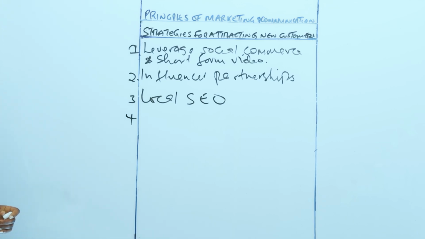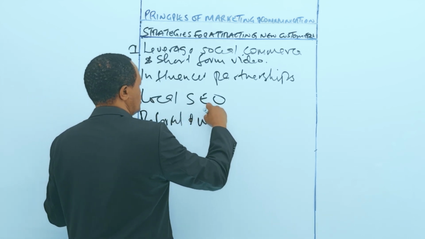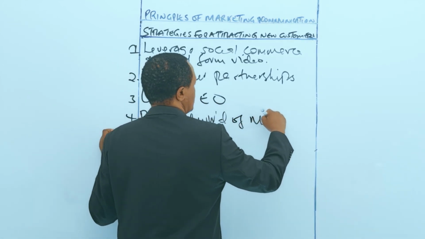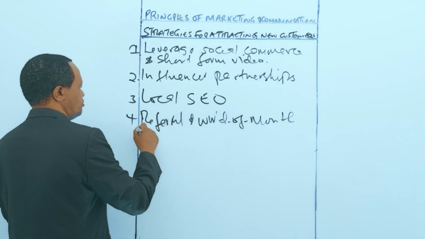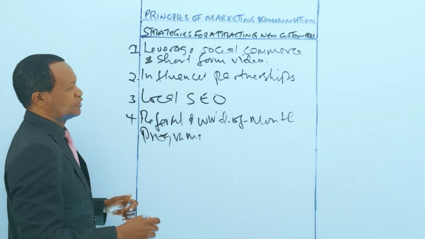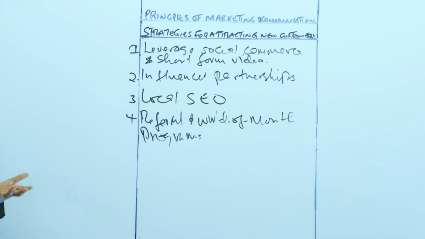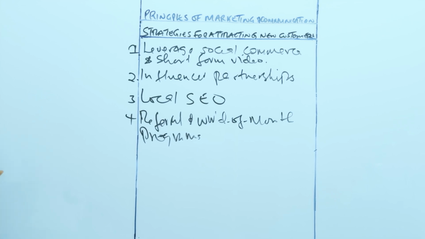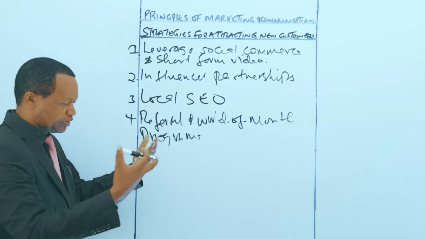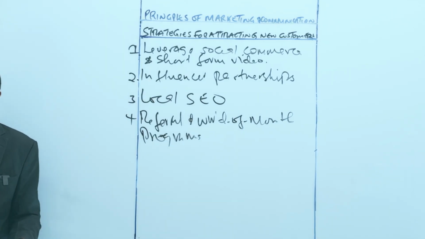Number 4, there are many ways, candidates. We have referral and word of mouth programs. This is yet another strategy. Family recommendations. We have the chamas. If a friend says a product is good, people believe them. Word of mouth. If someone says, I've been using this product, so you can use word of mouth.